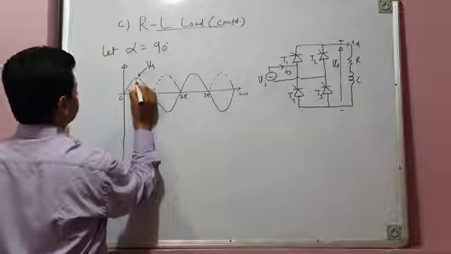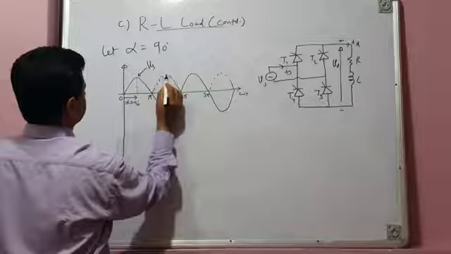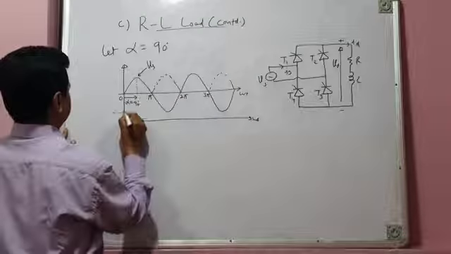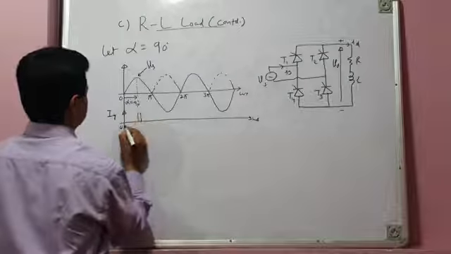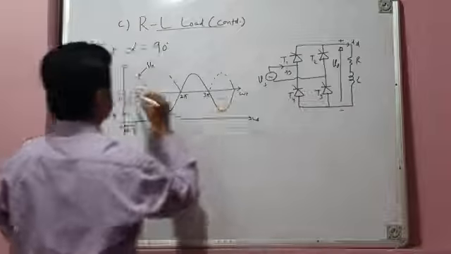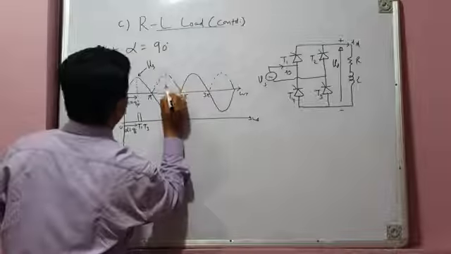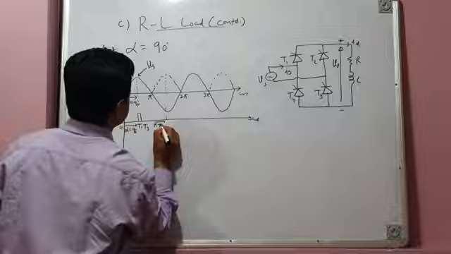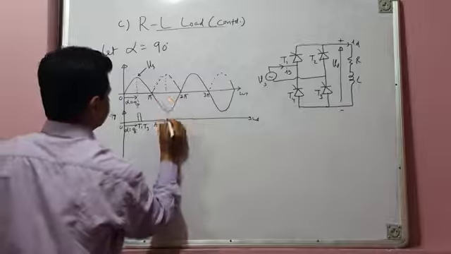Alpha is 90 degrees. So this is delay angle alpha equal to 90 degrees. Here at this instant, let me show you the gating current or pulse pattern. Firing pulse will be issued to thyristor T1 and T3, because this is the positive half cycle of source voltage. And at pi plus alpha, from pi to this, it is again 90 degrees.